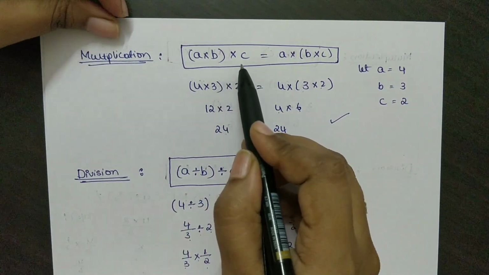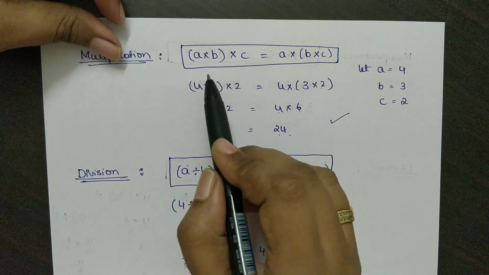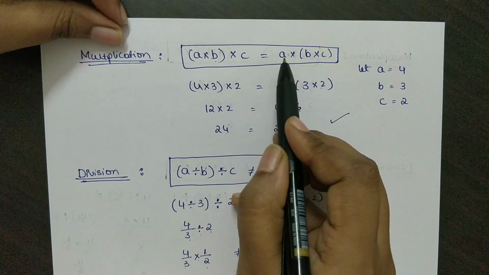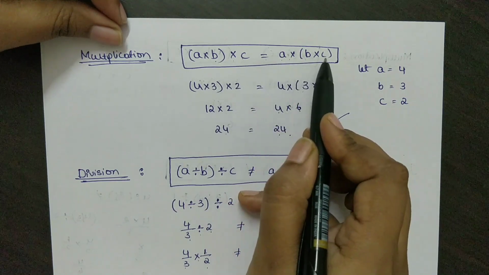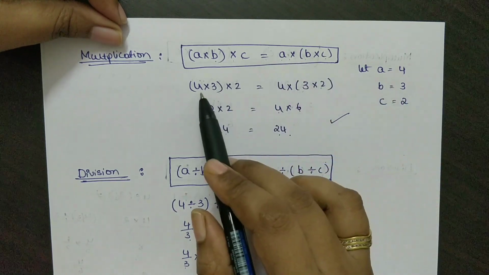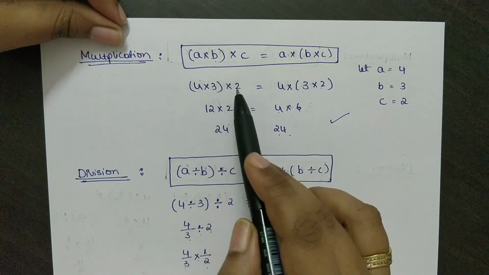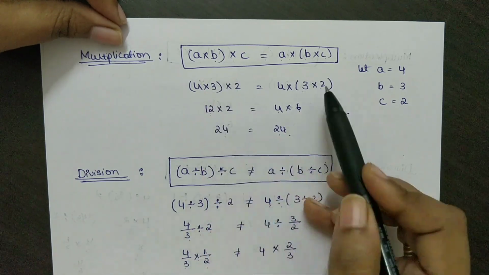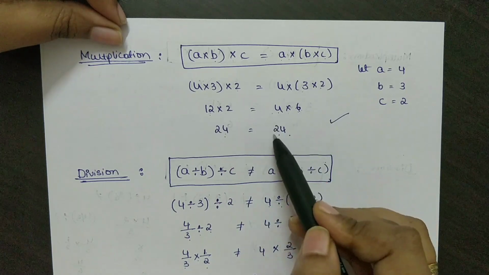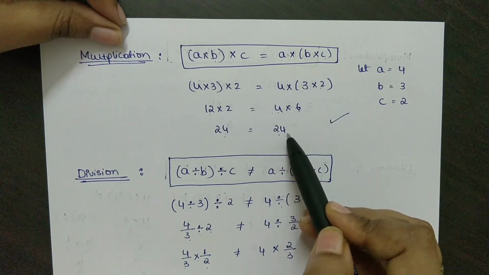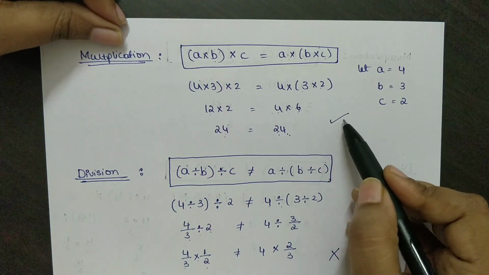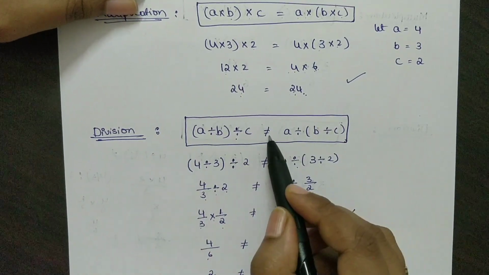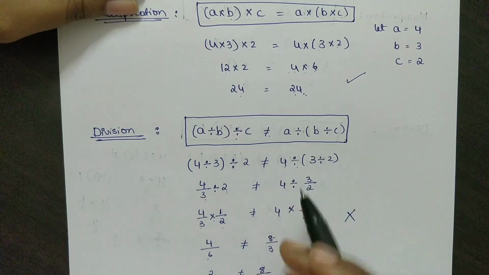Multiplication of three integers obeys associative property. A into B into C equal to A into B into C. Put A equal to 4, B equal to 3 and C equal to 2. 4 3s are 12, 12 into 2 is 24. 3 2s are 6, 6 into 4 is 24. So it obeys associative property. Division of three numbers does not obey associative property.